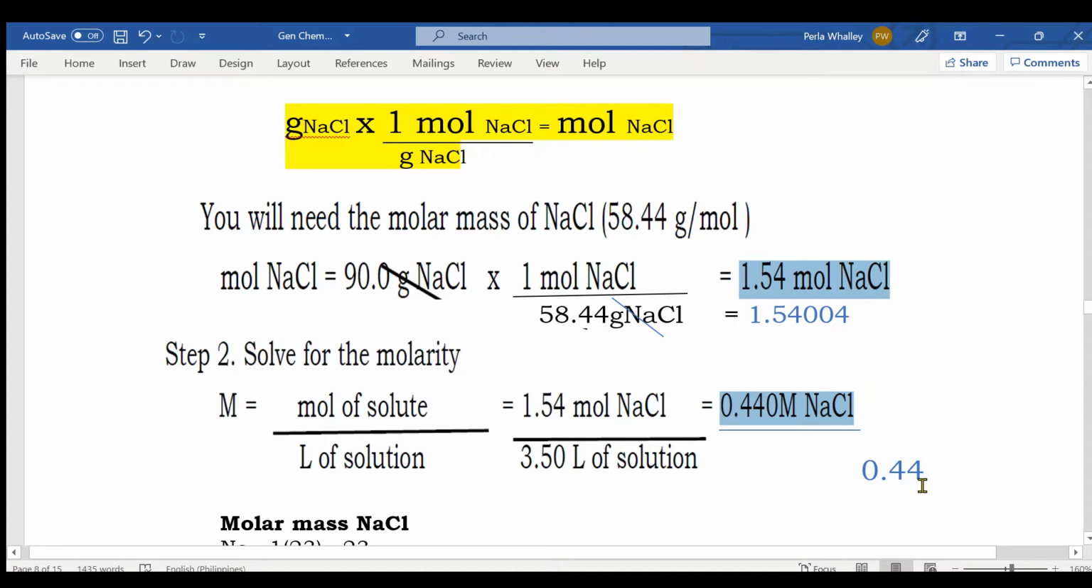These are only two. This answer here has only two significant figures. How do we make it into three significant figures? Just by adding 0. So significant figures 1, 2, 3. I will not explain how to determine the significant figures here because I guess you know that already. So the final answer is 0.440 molar sodium chloride. M, capital letter M, remember, is mole per liter.